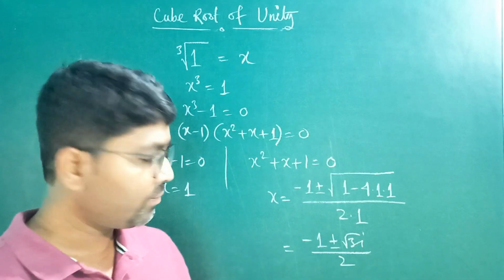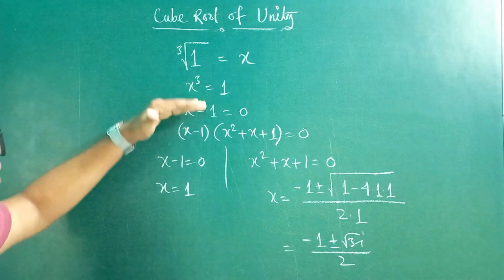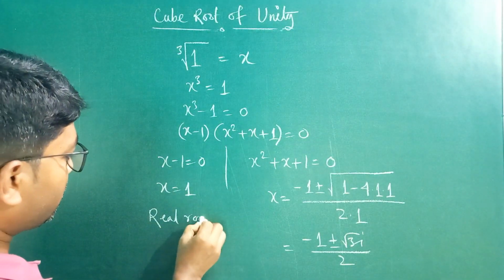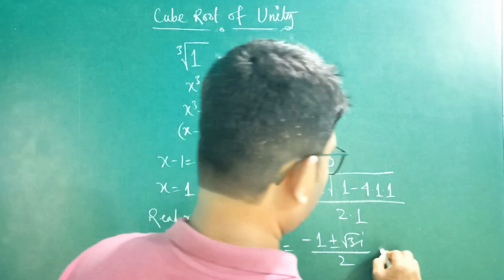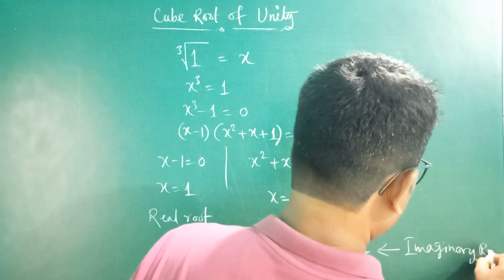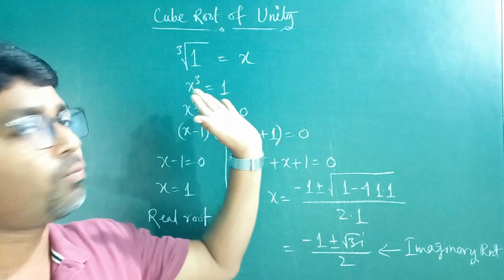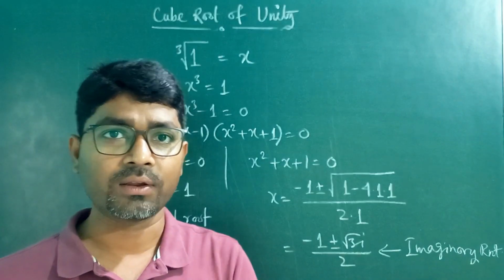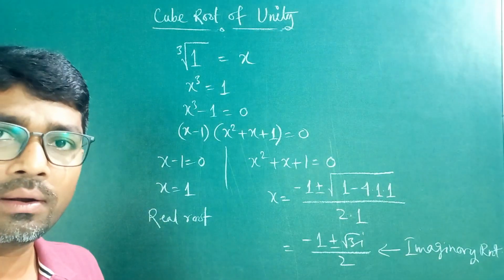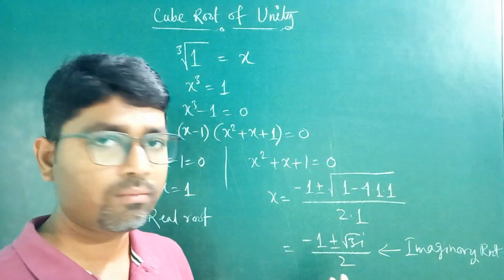So clearly you can check that these two roots are imaginary roots. So when we solve this cubic equation, we get one real root, x equal to 1, and these two are imaginary roots. So the cube root of 1, that is the value of x which satisfies the equation, has 3 numbers. One is real, that is 1, and the other two are imaginary, that is minus 1 plus minus root 3 i by 2.